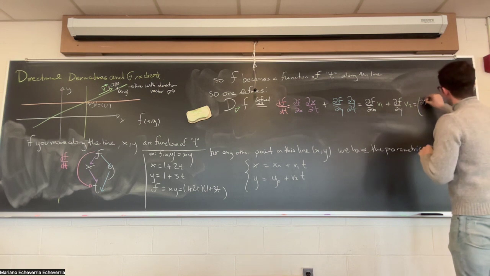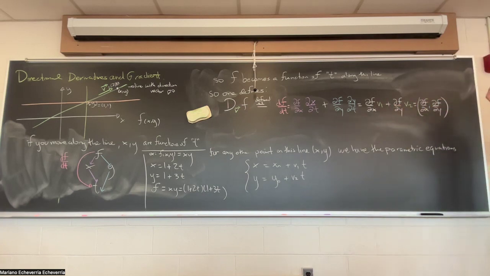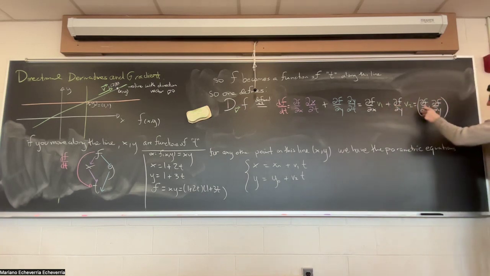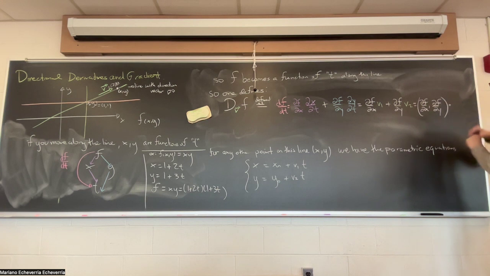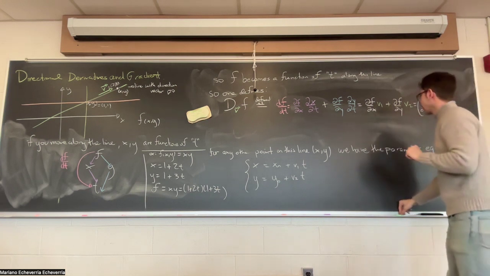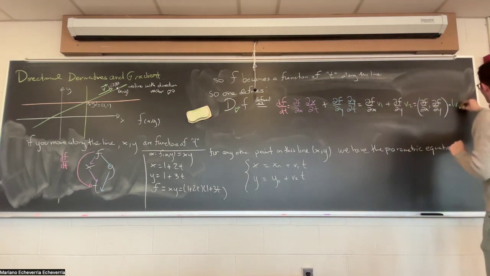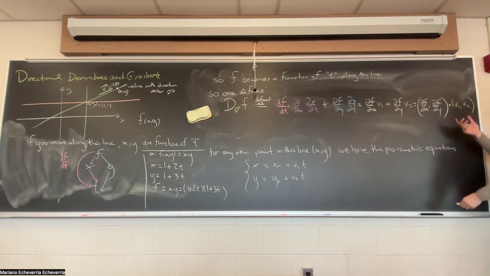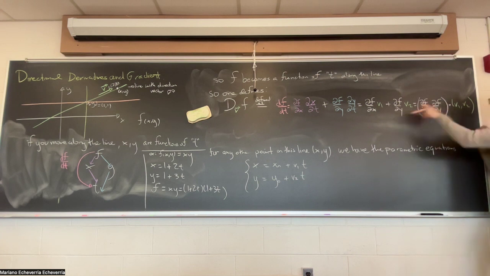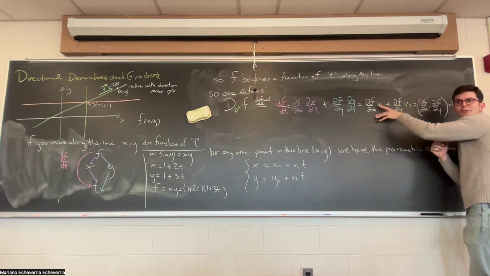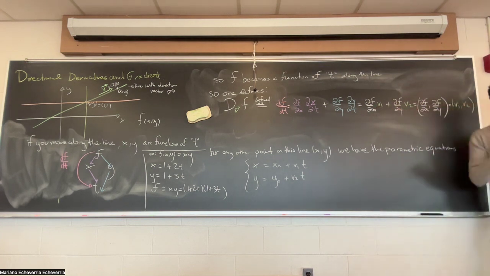So if you just write the partial derivatives as a vector, because why not? The first entry of this vector will be the partial with respect to x, the second entry of this vector will be the partial with respect to y. And then if you do the dot product with v1, v2, right? Then doing the dot product between these two things is exactly this thing in the middle that we had before, right?